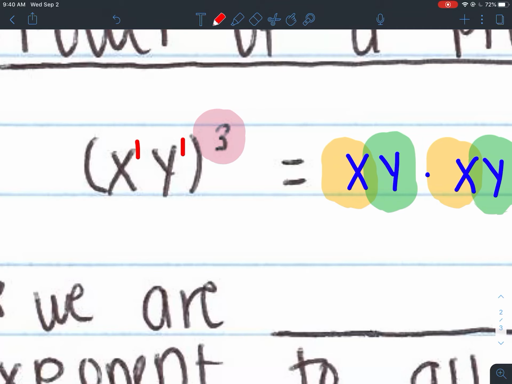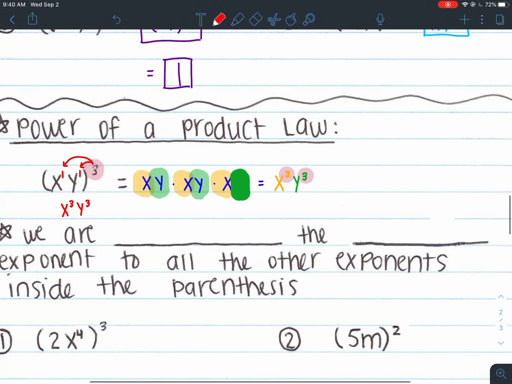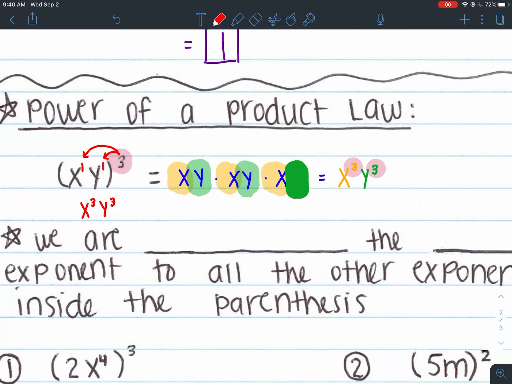They're both a 1. So if I do 3 times 1, I have y to the third because 3 times 1 is 3. And then I can do the same thing to the x. What's 1 times 3? Also 3. So I just have x cubed, y cubed, which is exactly what I end up with.